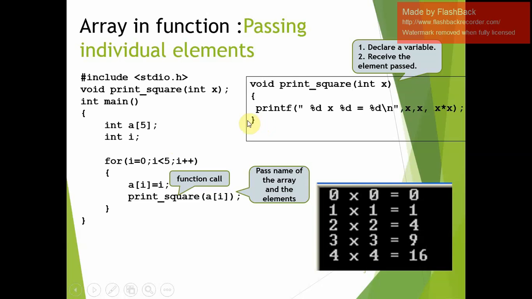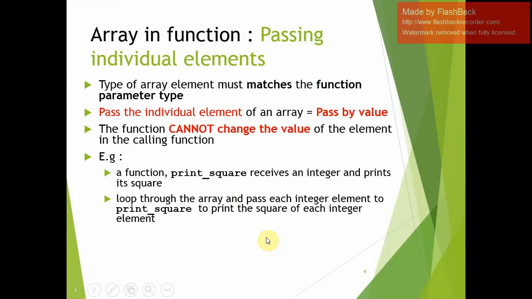So after this, it will come back to the main function. Then it will increment the value of I to 1. 1 is less than 5 is true, then 1 is given to a[1]. So it passes the 1 to the function print square, then x gets 1. So 1 times 1 gets 1, 2 times 2 gets 4. Alright, so the next one.